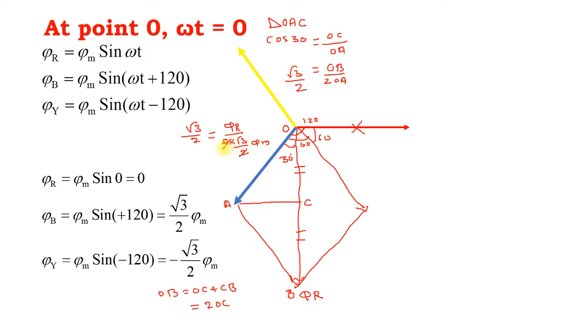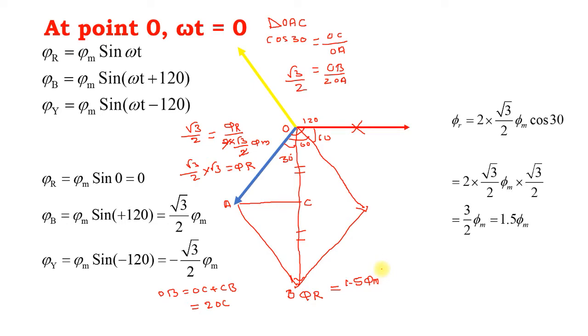These two get cancelled. Let us take this entire term to the left-hand side. Then root 3 by 2 into root 3 is equal to phi r. Root 3 into root 3 is 3, and 3 divided by 2 is 1.5. Finally, the result is phi r equal to 1.5 phi m. This is represented in this way for the detailed calculation. So the resultant vector is this, at the moment when omega t is equal to 0.